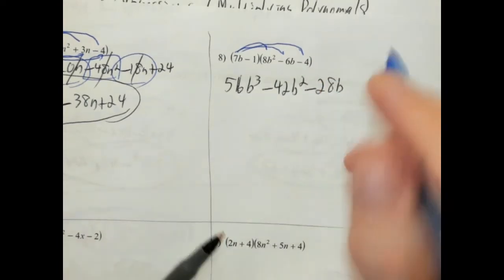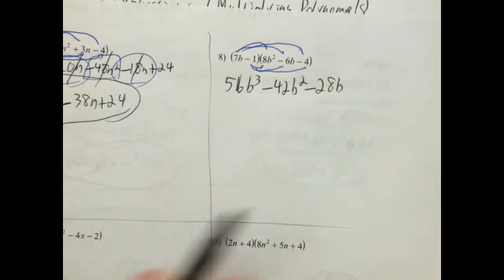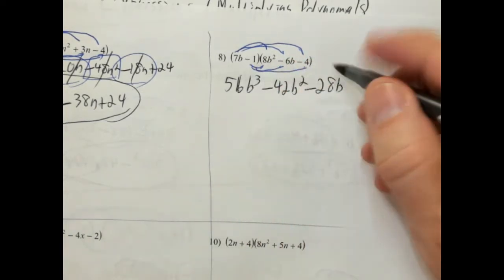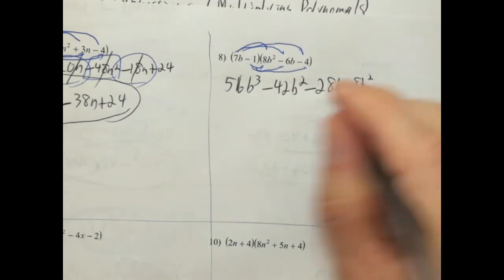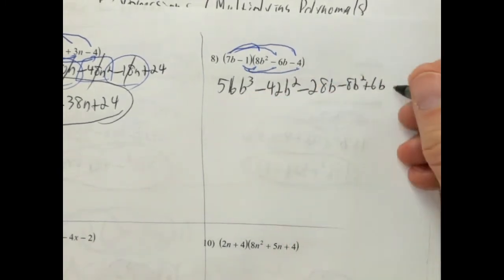Okay, now we're going to distribute the negative 1. We're a little too big, hopefully I can fit this. Negative 1 times 8b squared will be negative 8b squared. Negative 1 times negative 6b will be positive 6b. Negative 1 times negative 4 is positive 4.